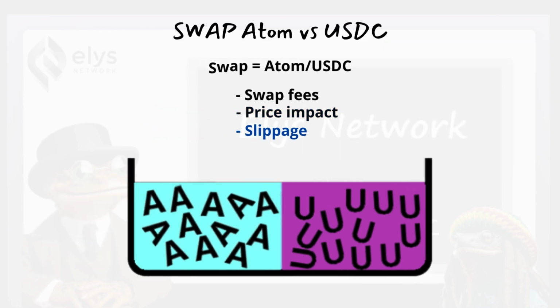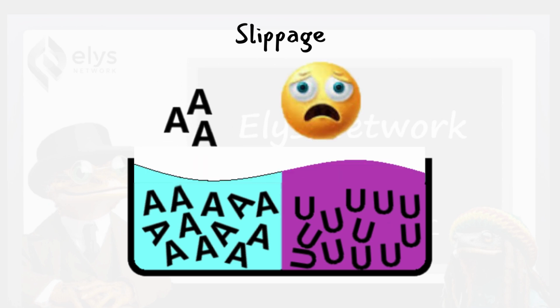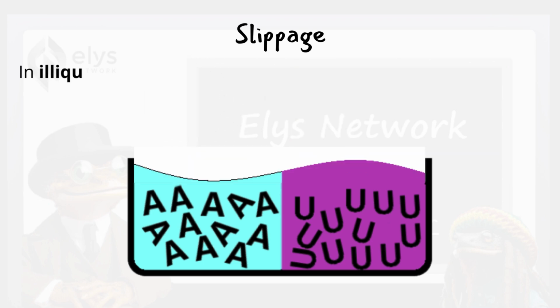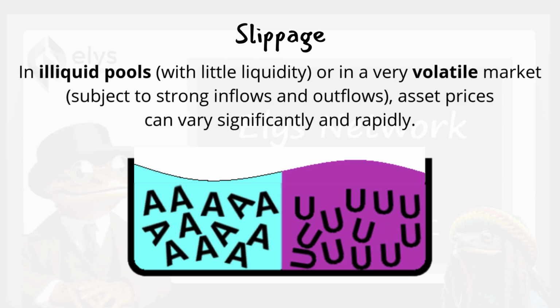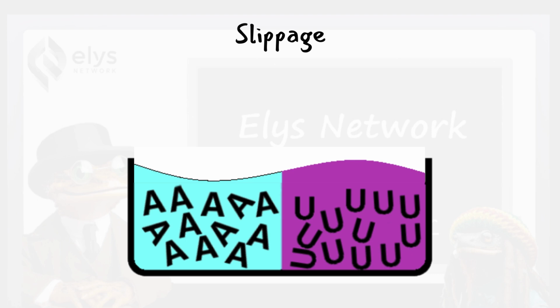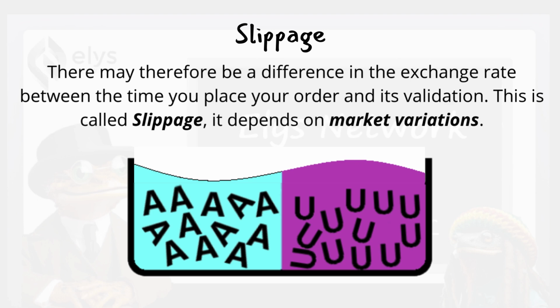Now let's talk about slippage. The mechanism is quite similar to that of price impact. In illiquid pools, with little liquidity, or in a very volatile market, subject to strong inflows and outflows, asset prices can vary significantly and quickly. There may be a difference in the exchange rate between the time you place your order and its validation. This is called slippage, and unlike price impact, it depends on market variations.